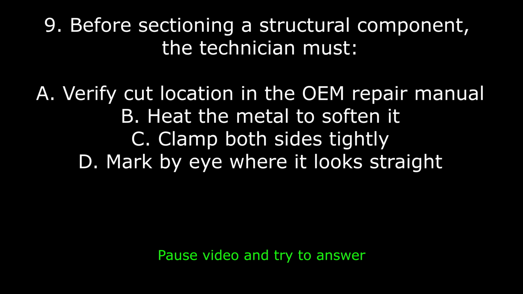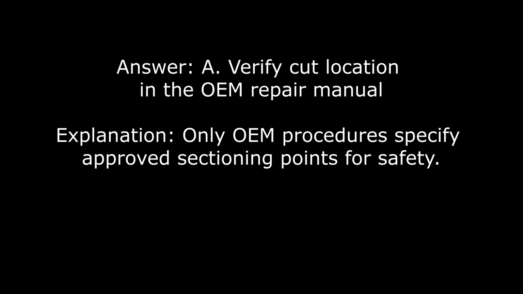9. Before sectioning a structural component, the technician must A. Verify cut location in the OEM repair manual, B. Heat the metal to soften it, C. Clamp both sides tightly, or D. Mark by eye where it looks straight. Answer: A. Verify cut location in the OEM repair manual. Explanation: only OEM procedures specify approved sectioning points for safety.